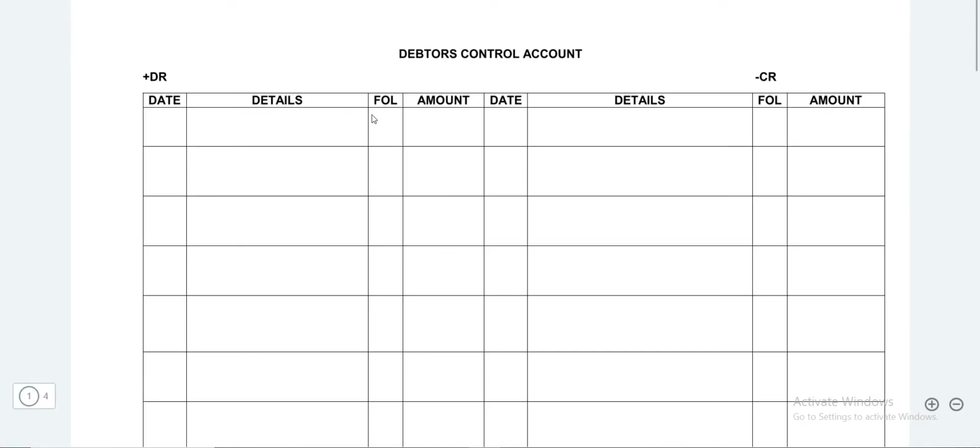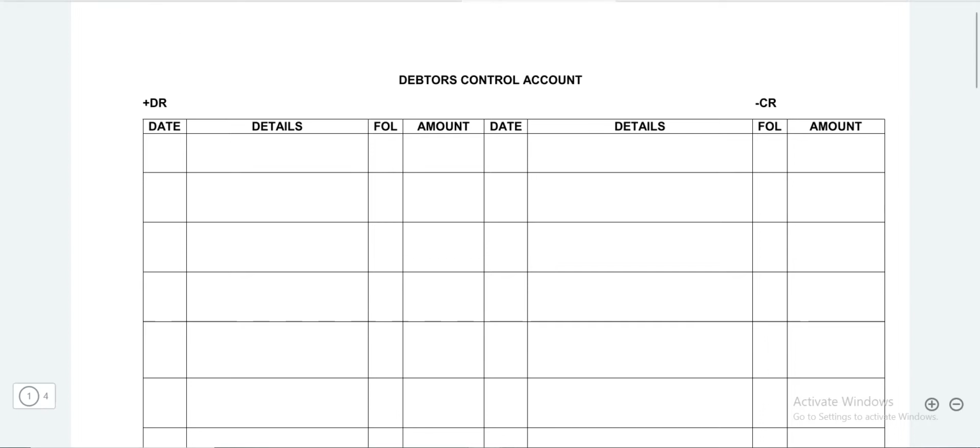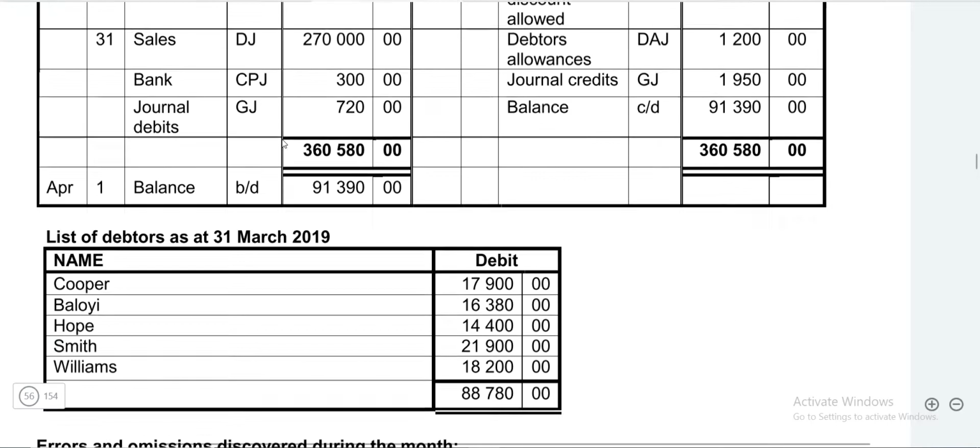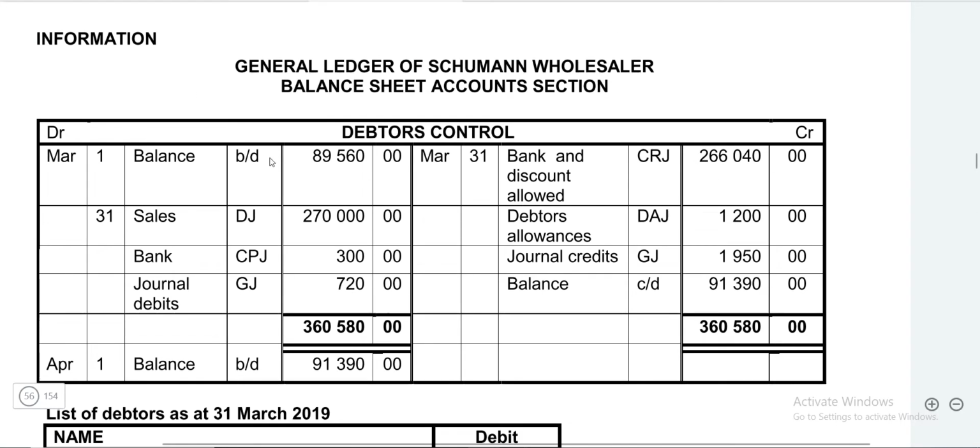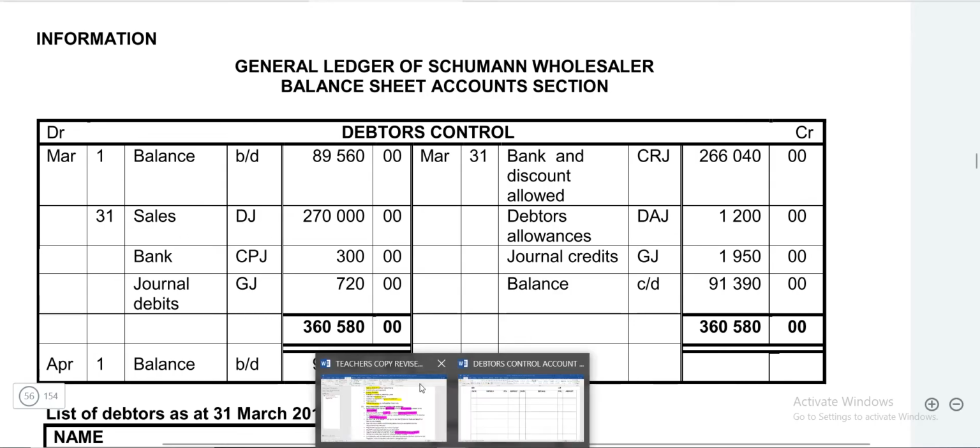Okay, so now let's check the information and get what they are saying to us according to this. If you look at our information here, they are giving us some information that we have here. We have our balance brought down, which is 89,560 on the 1st of March. So this is what you need to start by entering.